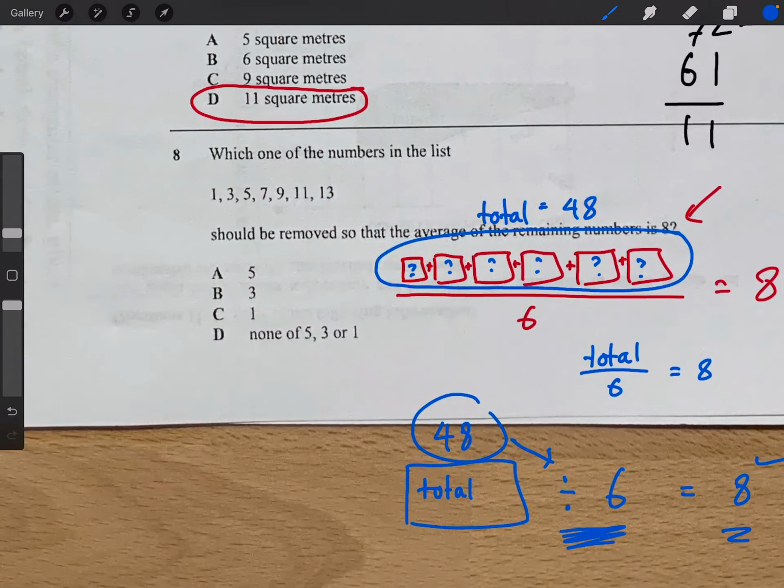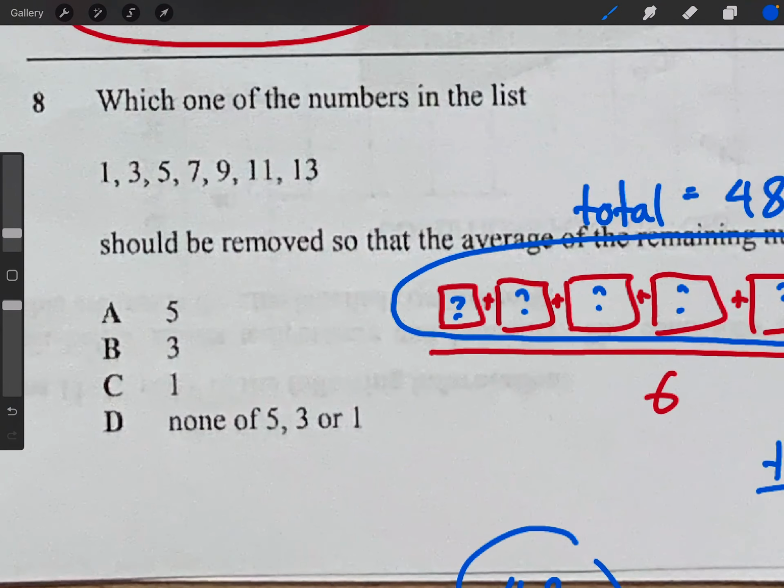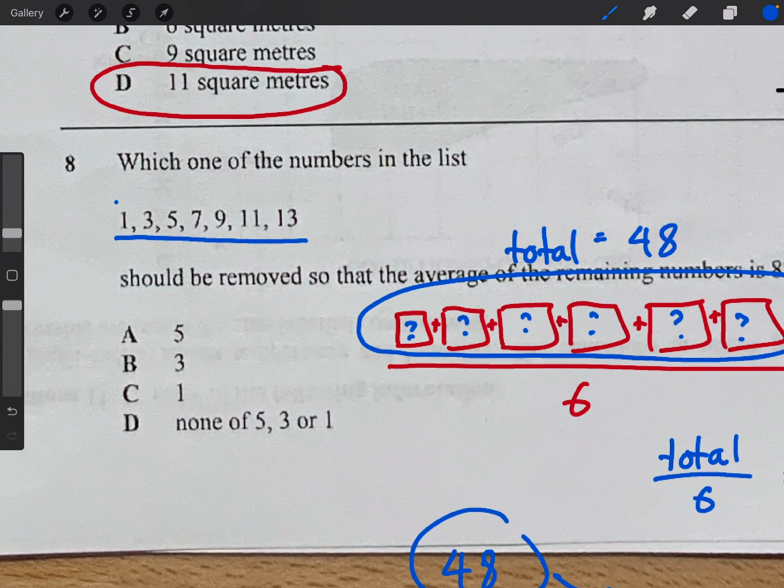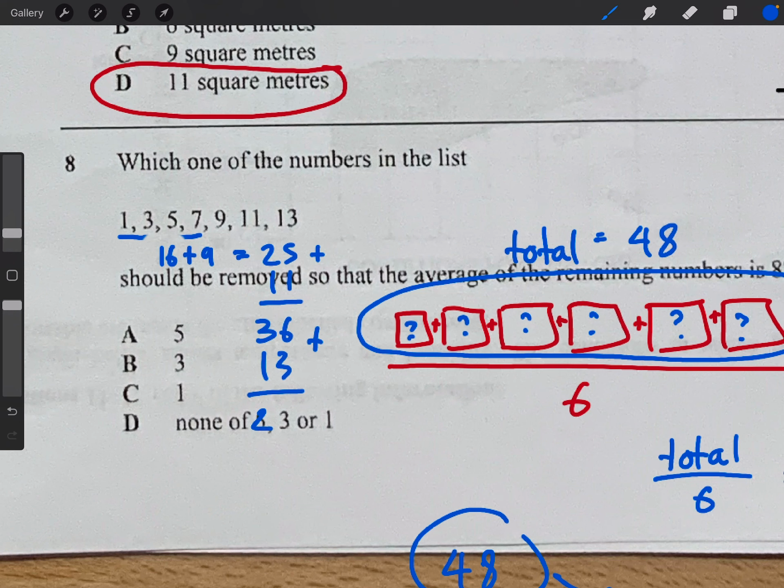Okay. So let's see which one of these numbers will add up to 48. Well, let's add them all up first. We got 1 plus 3, that gives me 4. 4 plus 5 gives me 9. 9 plus 7 will be 16. And then 16 plus 9 will give me 25. 25 plus 11 will be 36. 36 plus 13 would give me 49.